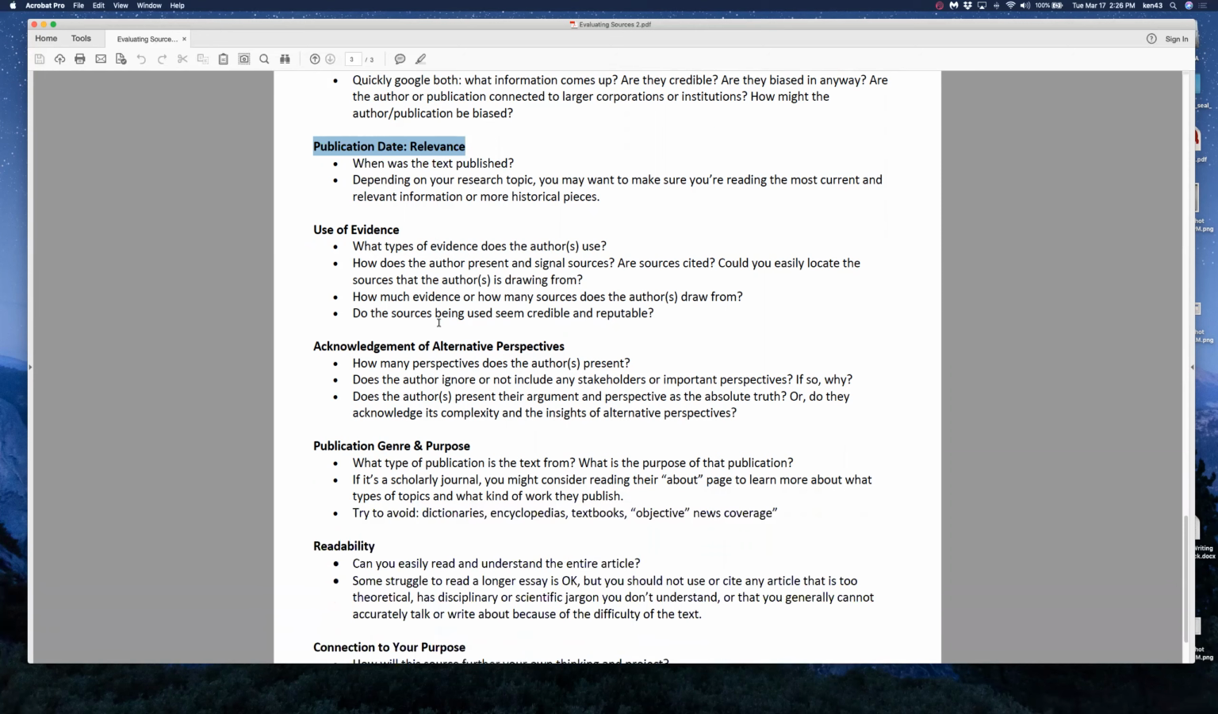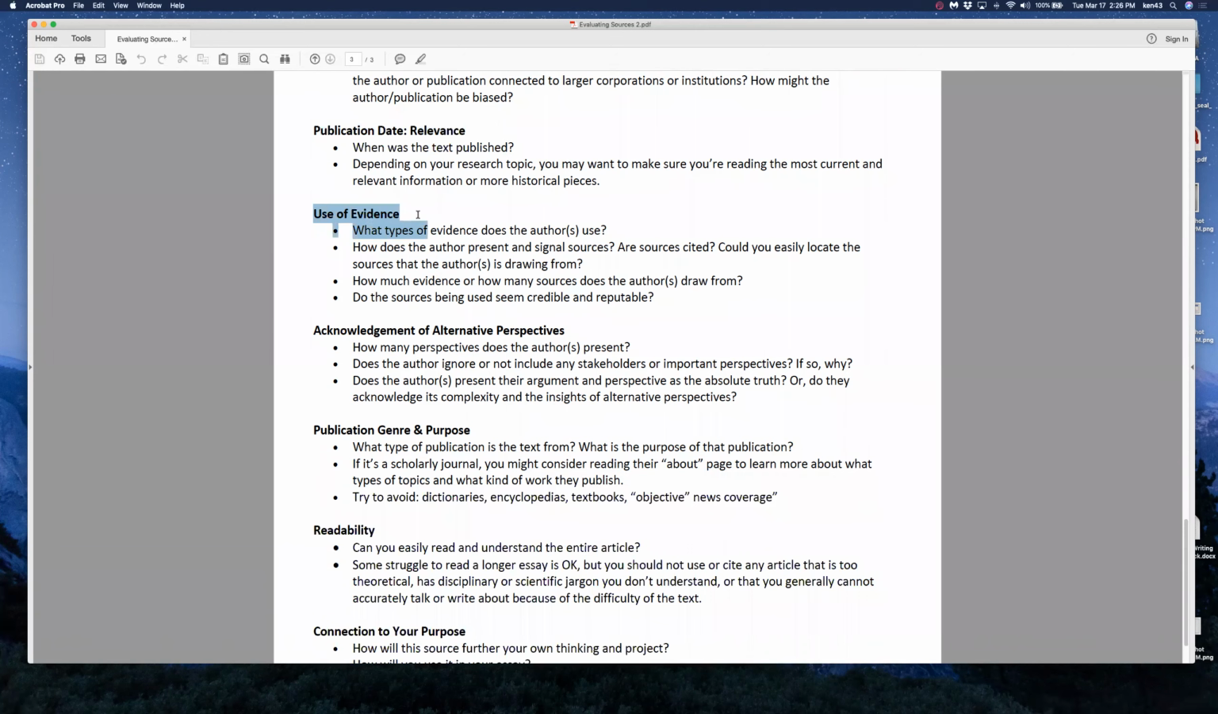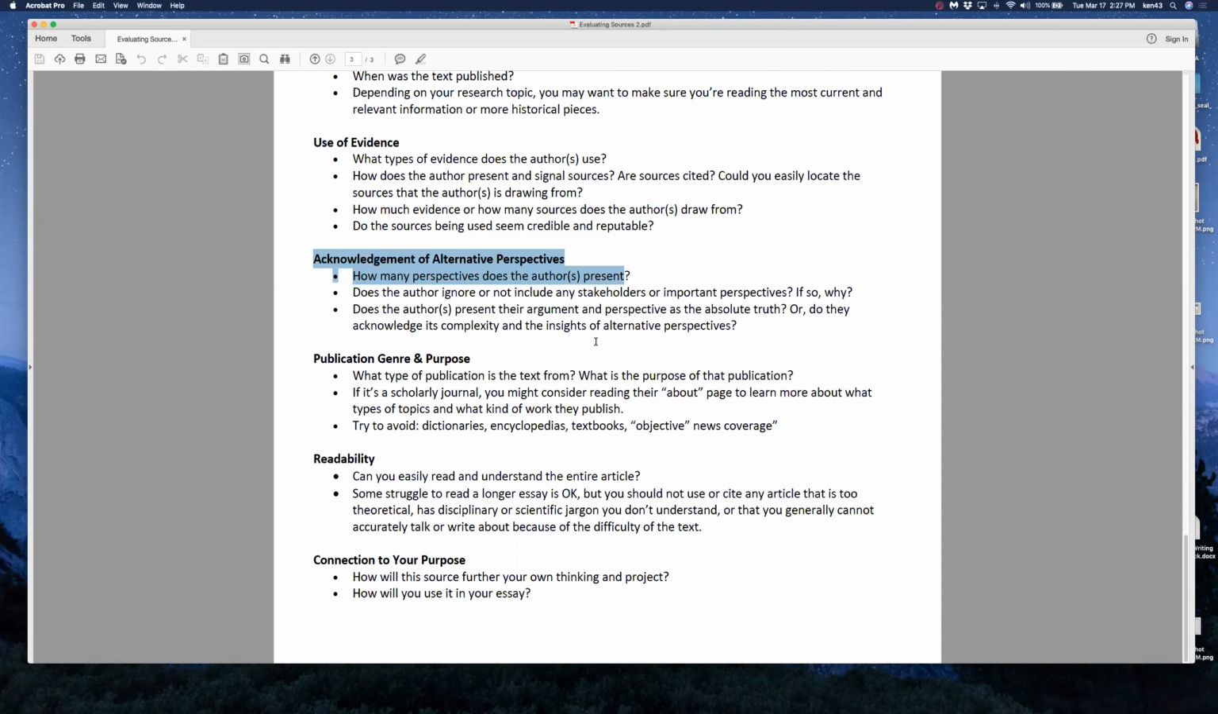Use of evidence, this is more geared towards non-scholarly sources. In a scholarly source, you want to be aware of what evidence the writer is drawing on, but it's less essential. This is more important for non-scholarly stuff that you're finding on the internet. Are they drawing on evidence that is credible? Can you trace and find their evidence? Is it real evidence, right?